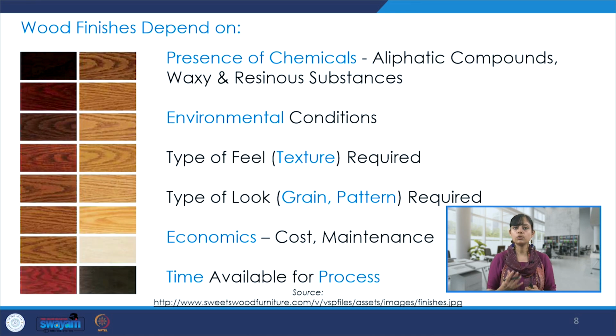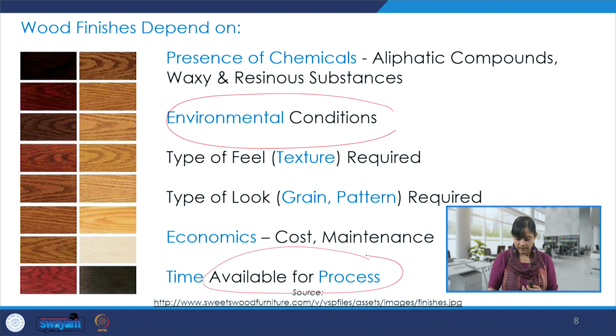So the wood finishes also depend on the presence of chemicals, whether there is a waxy or resinous substance or an aliphatic compound present in the timber. What are the environmental conditions where it is grown or from where it is procured, and the type of the finish that you require for the project or for the application. So what is the texture that you can achieve, the grain or the pattern, and the economics. So what is the cost and what are the additional maintenance costs which are liable to occur. And of course, what is the time available for processing the timber that is being used.